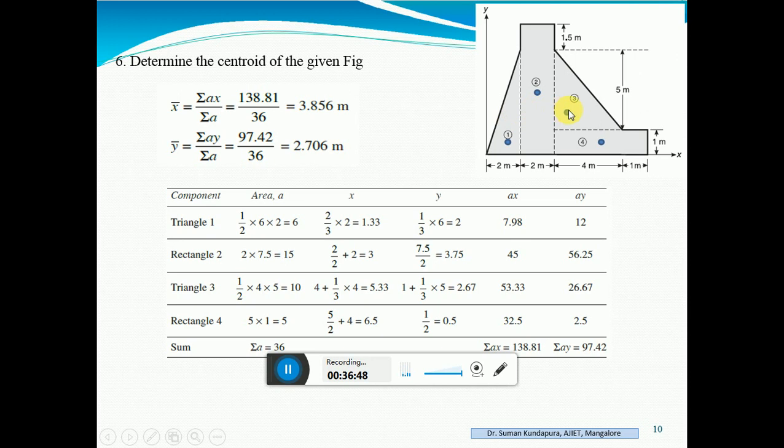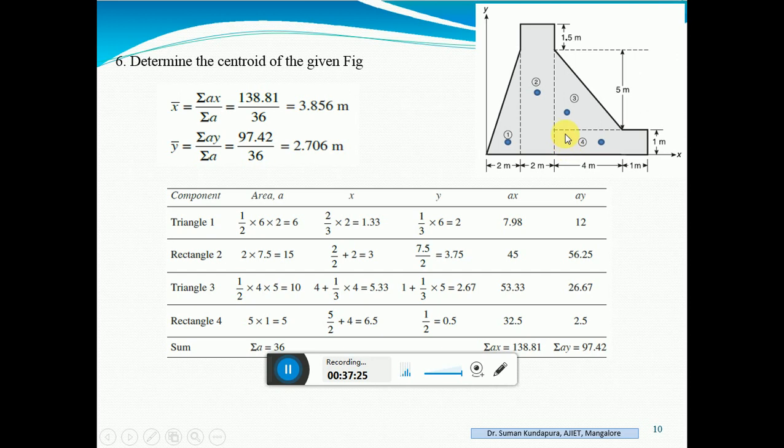X distance from this point is 2 plus 2 plus 1/3 of 4. Correct? 2 plus 2, 2 meter plus 2 meter is 4 meter, and 1/3 of this base from here to here is the triangle's base. So it is 1/3 of 4 is this one, 1.33 plus 4 is 5.33. That is the x distance from the y axis.